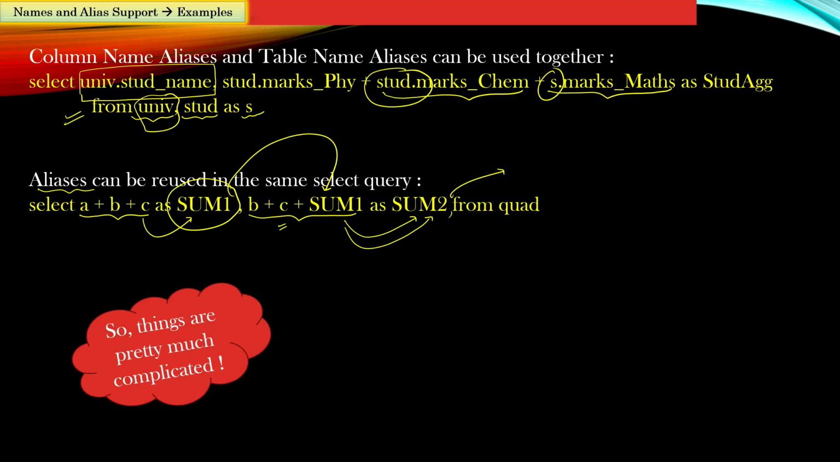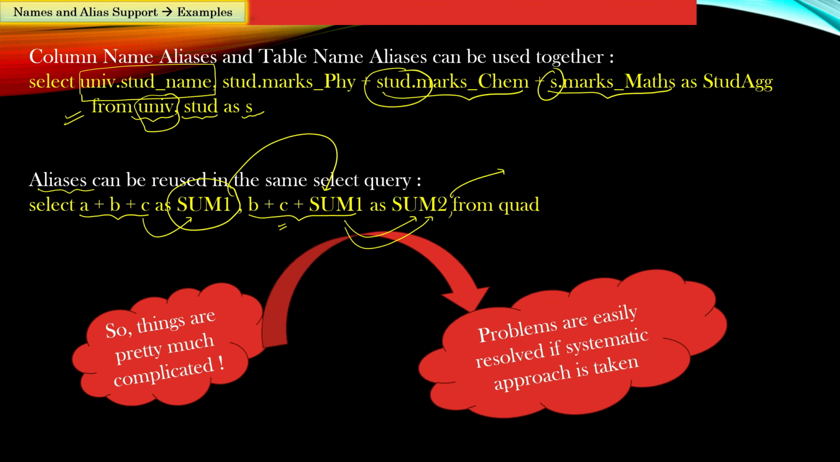So you can see things are pretty complicated, that it's so much mess. But you will be surprised when we approach the problem with a systematic solution. Our solution is going to address all types of combinations that we have seen here in terms of using alias names or table names or a mix of both.